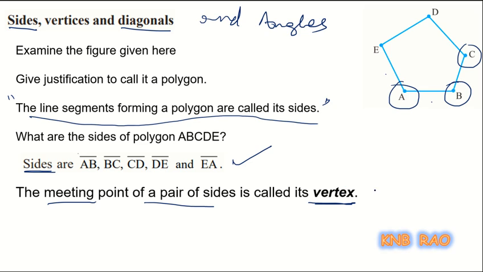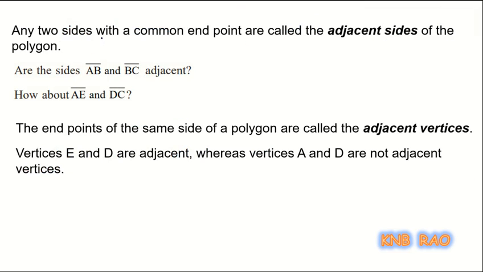Plural of vertex is vertices. So, we have sides EA and ED meeting at E. E is a vertex. Here A, B, C, D and E are vertices. Now, further, any two sides with a common endpoint are called adjacent sides.